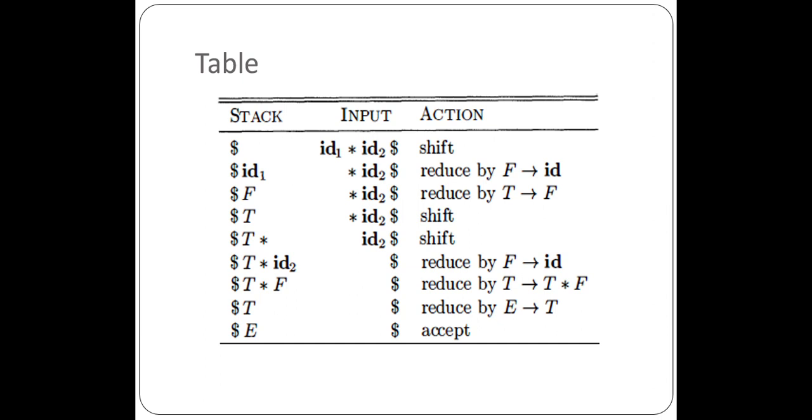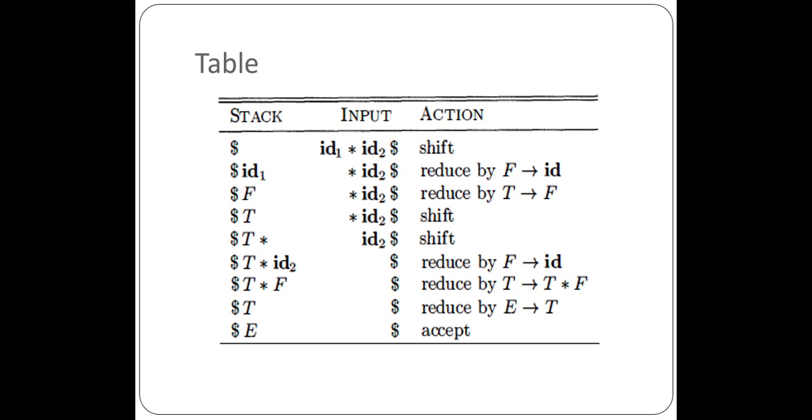Now we have T asterisk ID2, and we have already converted various things, and further we won't have more conversions in T. Instead, here we take the ID2 and convert it further to F. So after the conversion process, the ID2 will be converted to capital F, and then using one more reducing process, T asterisk F will be converted into capital T. And so we have various reducing processes: ID will be converted into F and F will be converted to T, and then T asterisk F will be converted into T.